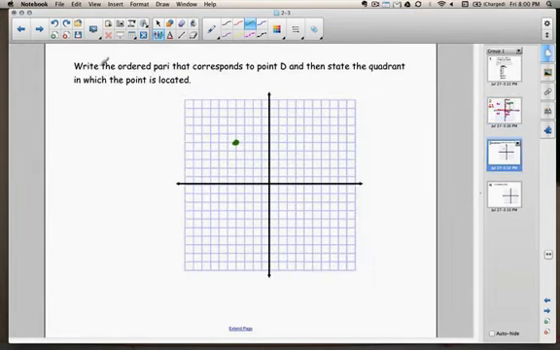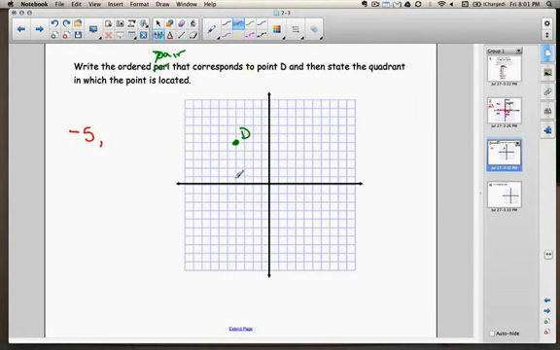So this example wants us to write the ordered pair that corresponds to point D, and then state the quadrant that the point is in. This is point D right here. We need to find the ordered pair that represents that point right there. So what I'm going to do is I'm going to start on the x-axis, and I'm going to count over. 1, 2, 3, 4, 5. And that's -5 because I'm going in the negative direction on the x-axis. So my x-coordinate is -5.